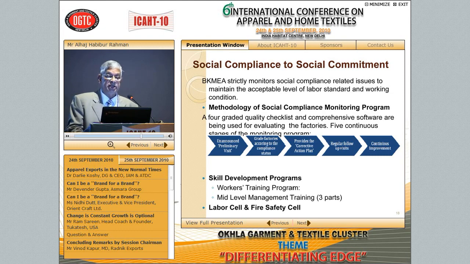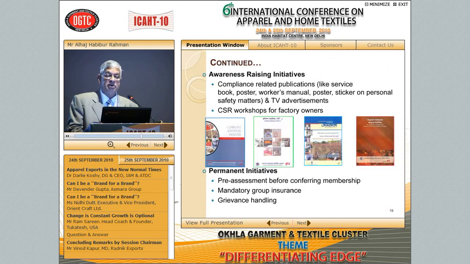Awareness raising initiatives, compliance related publications like service book, poster, workers manual, sticker on personal safety matters and TV advertisement. CSR workshops for factory owners. Permanent initiatives: pre-assessment before conferring membership, mandatory group insurance for the workers, grievance handling.